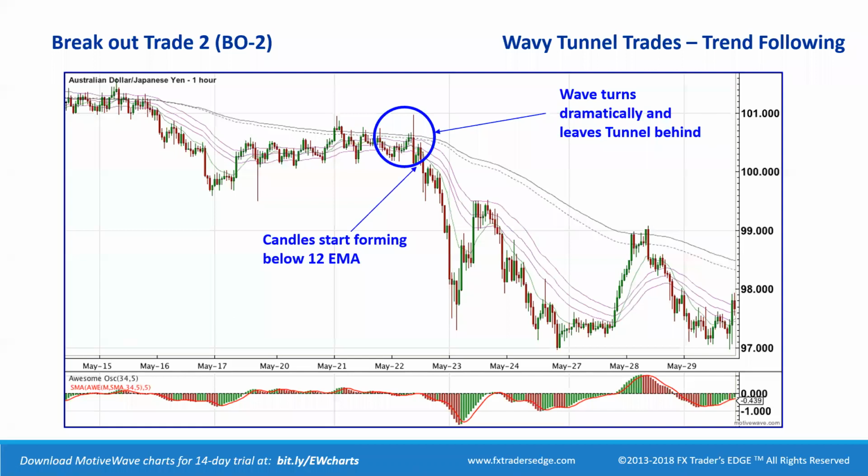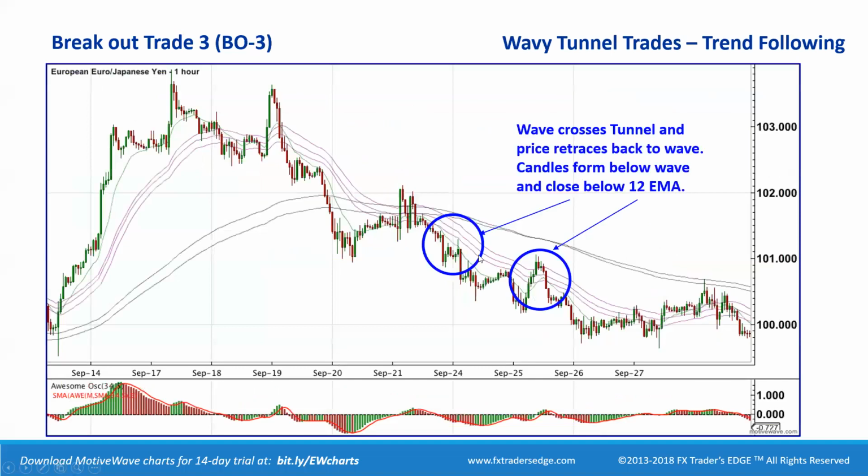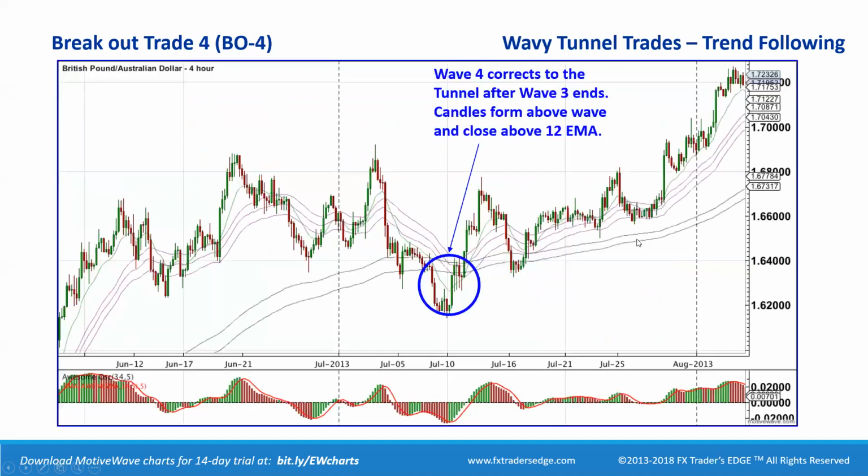So this is the wave 2, breakout 2. Then the breakout 3s will be every time that the wave crosses the tunnel and price retraces back to the wave. Candles form below the wave and close below the 12 EMA. And then the breakout 4, wave 4 corrects to the tunnel after wave 3 ends. Candles form above the wave and close above the 12 EMA for the next move up.